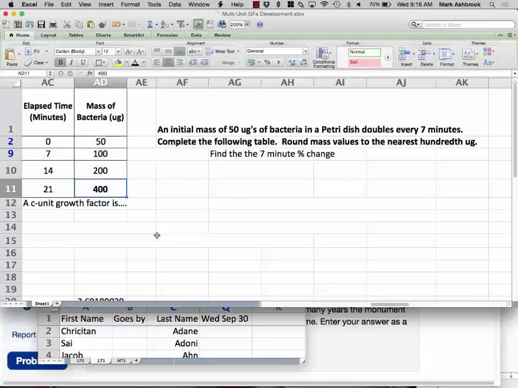Okay, so now what about the 7-minute growth factor? What's the 7-minute growth factor? 2, right? Therefore, what's the 7-minute percent change? 200%, right?